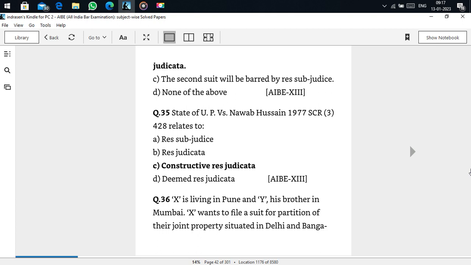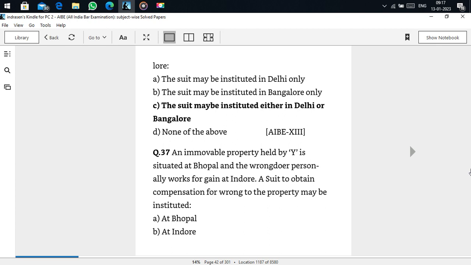If X is living in Pune, Y, his brother, in Mumbai, and X wants to file a suit of partition of their joint property situated in Delhi and Bangalore, then the suit can be instituted either in Delhi or in Bangalore, because their joint property is situated in Delhi and Bangalore. That is the cause of action.